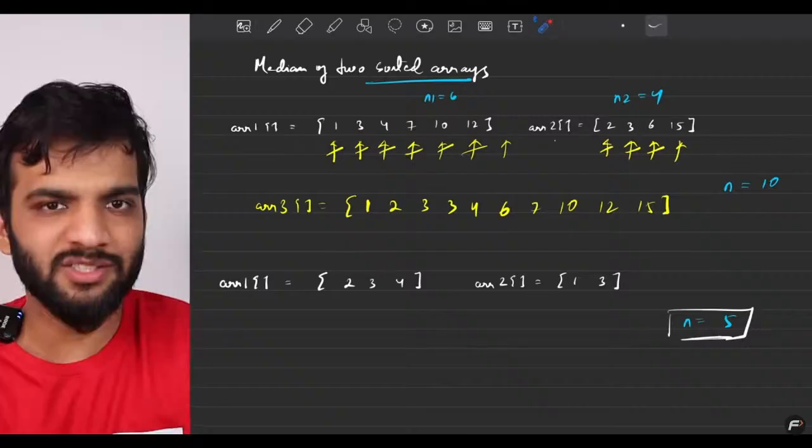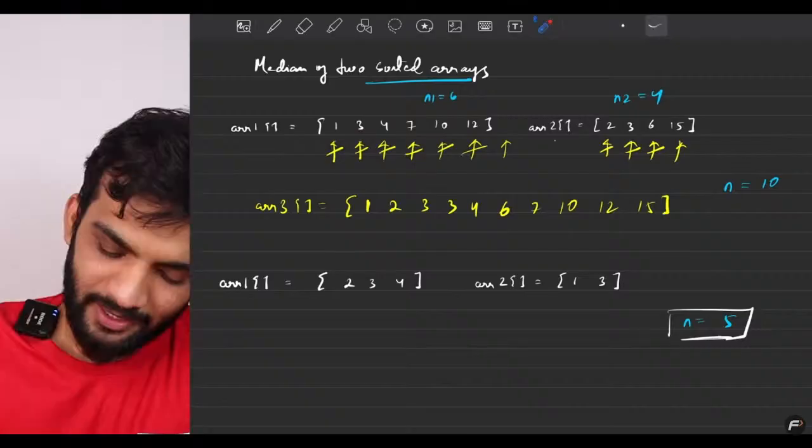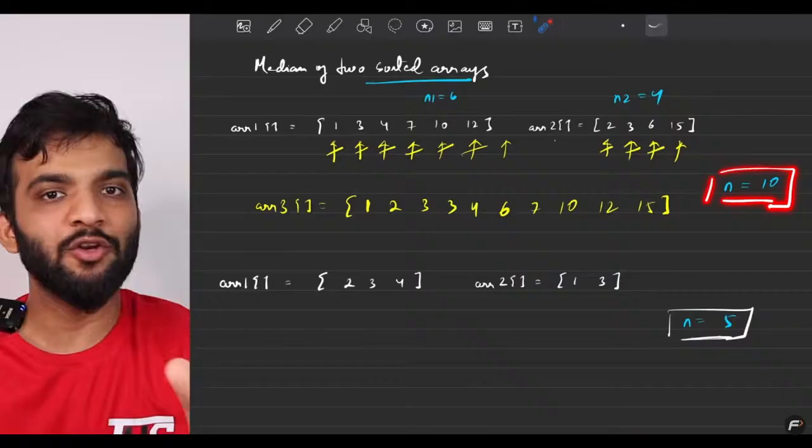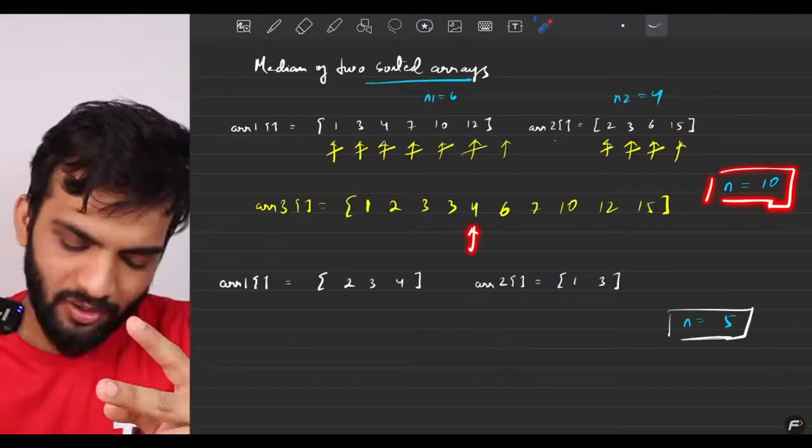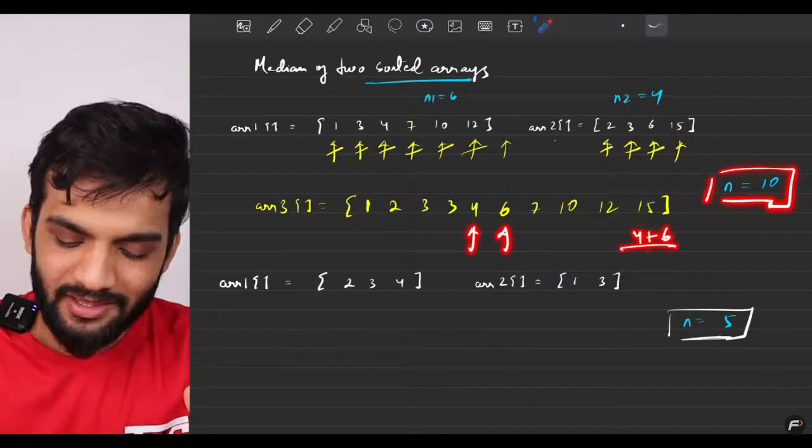Now what is the next step? The next step is to find out the median. Can I say if the total number of elements is even, I need to find 2 median elements? One is 4 and the other one is 6. And I need to basically add them and divide by 2 to get our median, right?